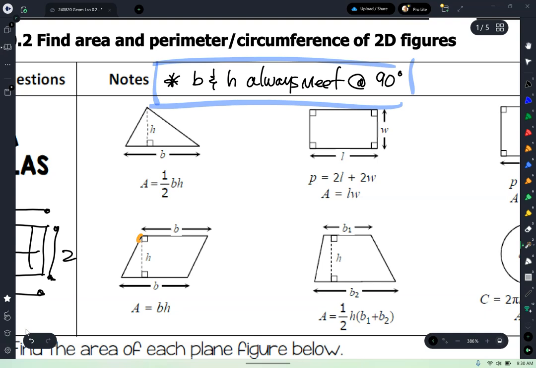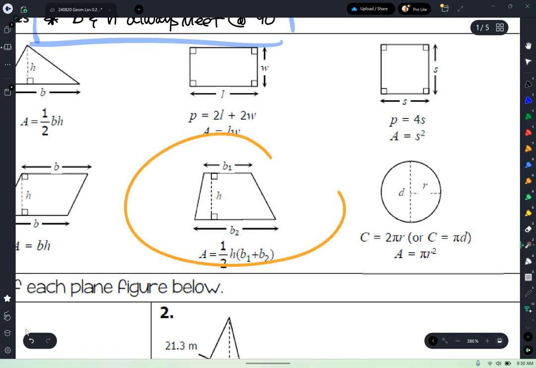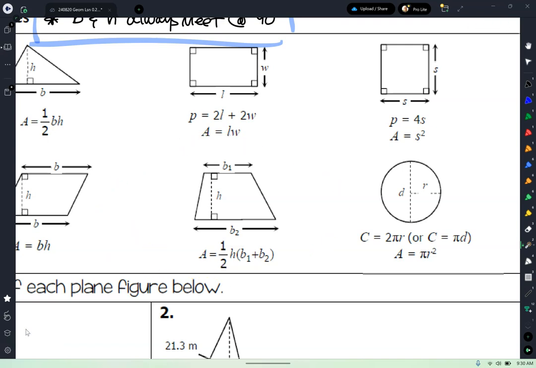Because they're leaning, they have a triangular type of look to them, right? So we have this height that runs up and down this base. Again, base and height always meeting at 90 degrees. And then we have this guy. Anybody know what this one's called? This is the tricky one. Yeah, that's a trapezoid, right?